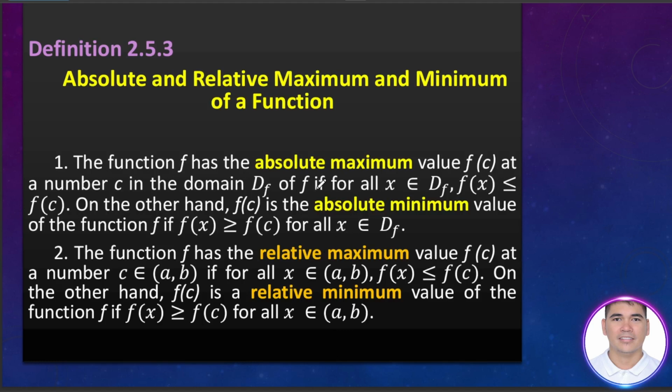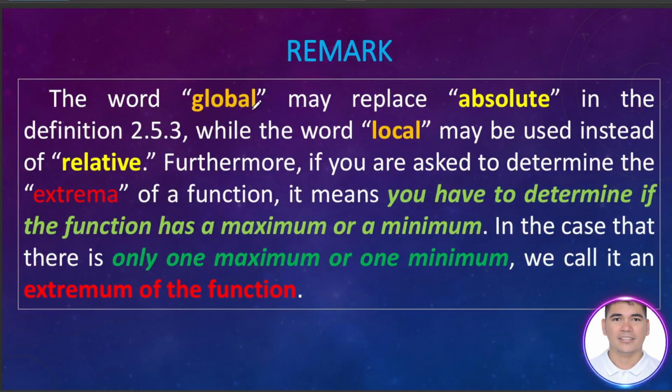So here we talk about the domain. Here we talk about the open interval. We are going to talk more later about the absolute and the relative, the maximum and the minimum. Here, the word global may replace absolute. So in this lesson, the word global we will use in place of the word absolute. That is, in Definition 2.5.3, we have the words absolute minimum and absolute maximum, while the word local may be used instead of relative. So now we can distinguish the difference between these two.